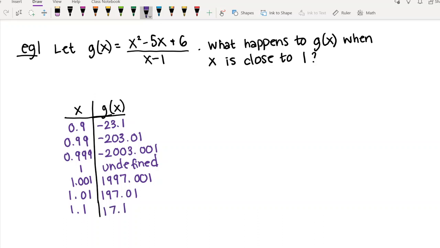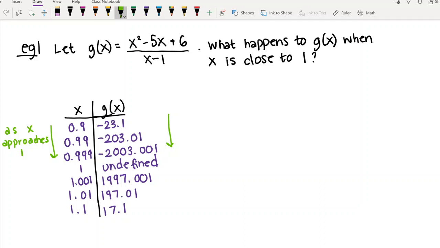Okay, so let's think about what's happening in this case. Notice that as x approaches 1, and there's something we're going to add in there, but I'll come back to that, and we're looking at these numbers that are a little bit less than 1, basically what's happening is that your outputs are getting smaller and smaller, right? They're becoming more and more negative.